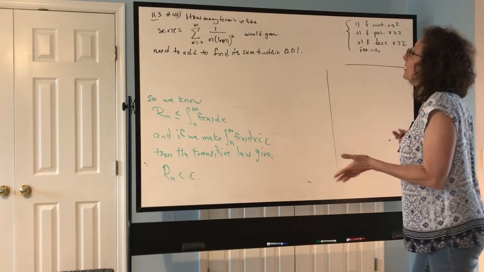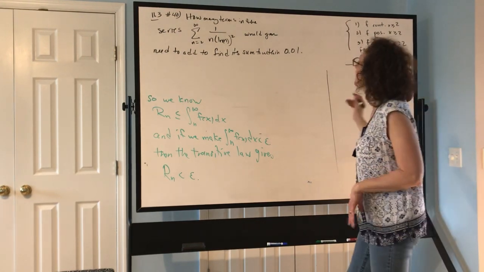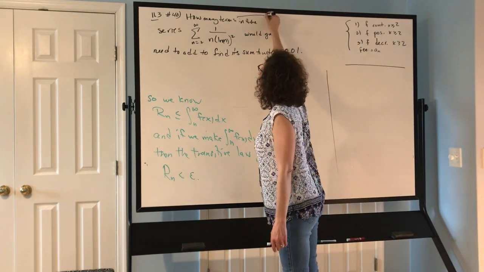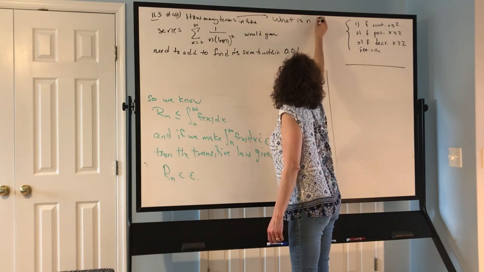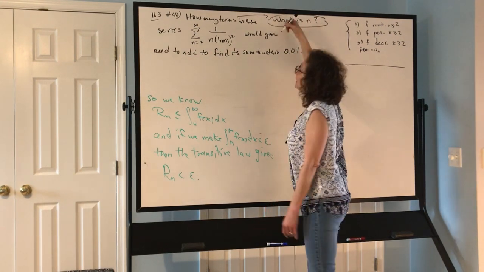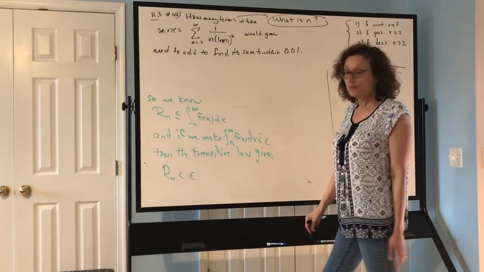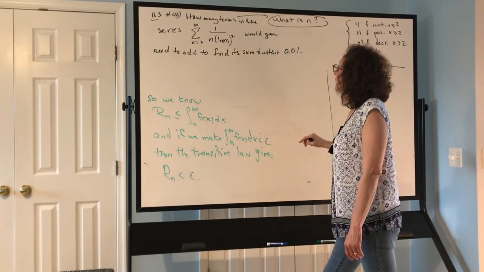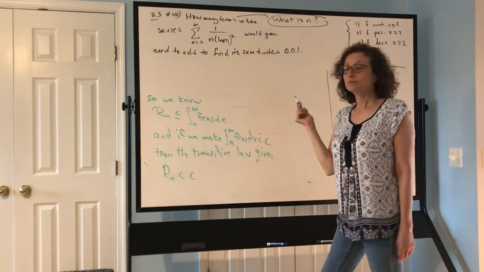But the question here is, you were told this series converges, and now you want to know what n should be. How many terms? What is n? That's really what you're being asked. What should n be so that if I add up those terms, I'm going to be able to sum to within 0.01 of the actual answer?